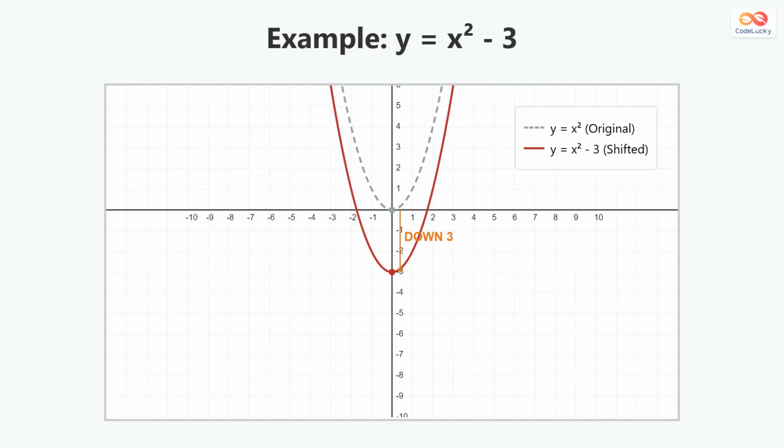Let's visualize this with y equals x squared minus 3. Again, compare the solid red line to the dashed gray parent function. The vertex has moved from 0, 0 down to 0, negative 3. The entire curve follows suit, shifting vertically without changing its width or opening direction.